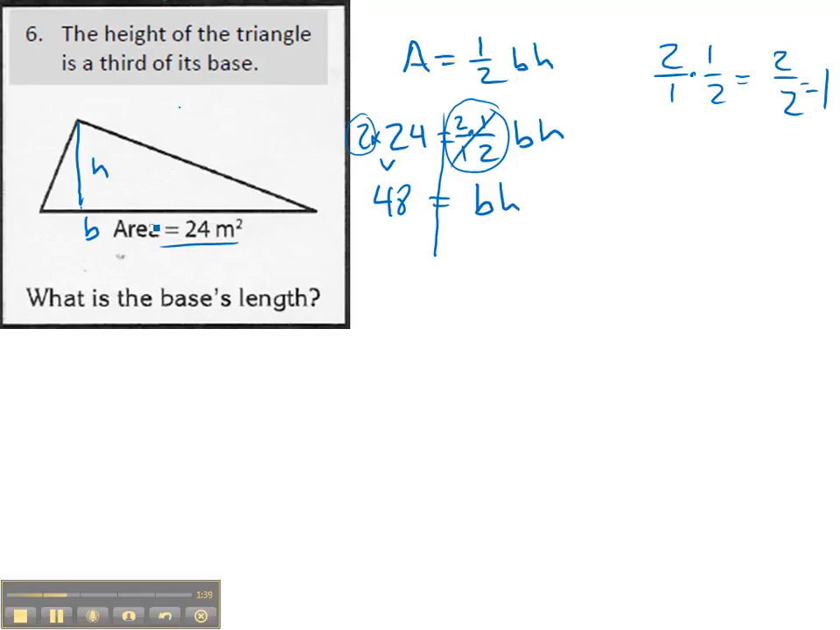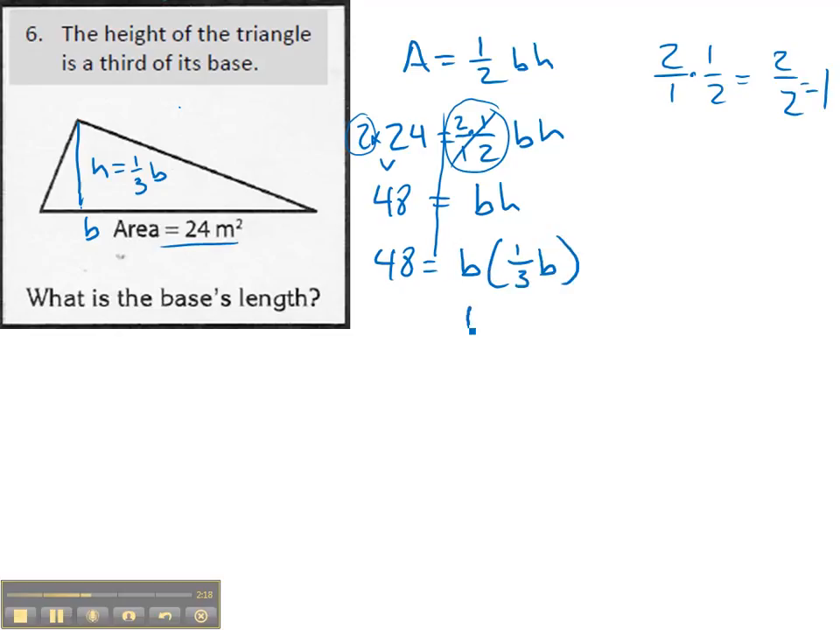Now the tricky part is we can't solve an equation with 2 variables if we only have 1 equation. You need 2 equations to solve for 2 variables. But we can write one of these variables in terms of the other. Let's reread what the question says. It says the height of the triangle is 1/3 of its base. So we can say h equals 1/3 b. And then when we substitute that in for h, 48 equals b times 1/3 b.